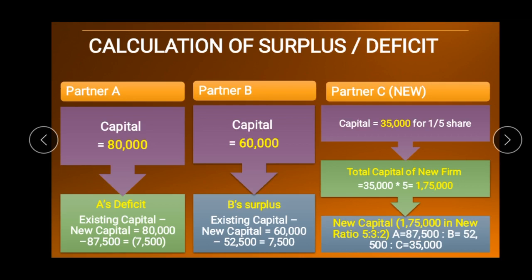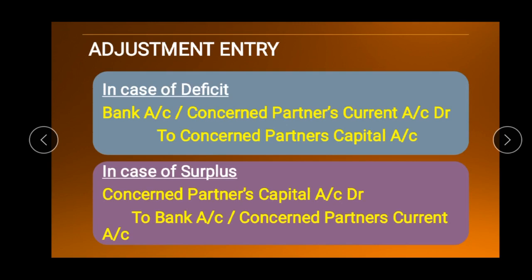So now come to the adjustment entry. What will be the adjustment entry in case of deficit? In case of deficit, the partner has to bring in more capital. So the bank account should be debited or the concerned partner's current account should be debited.